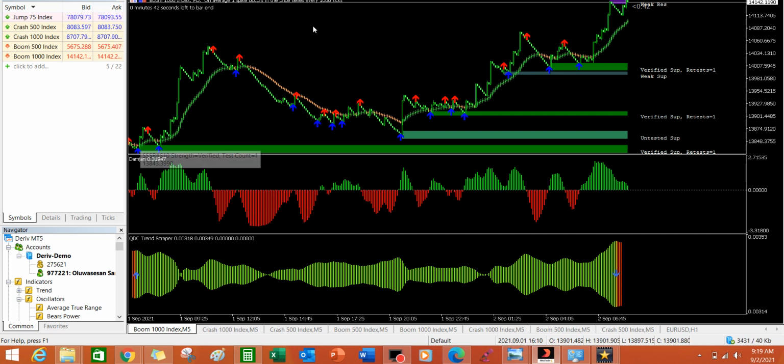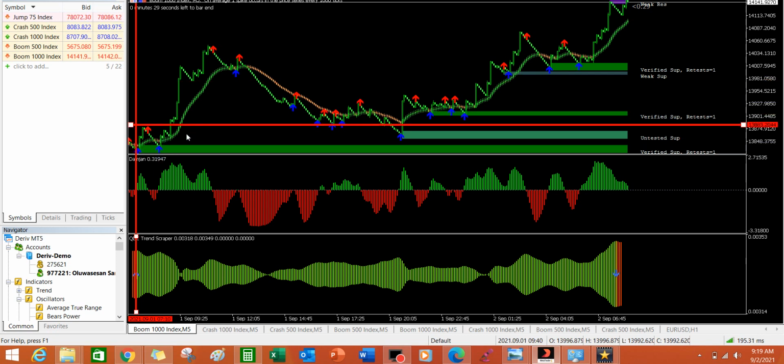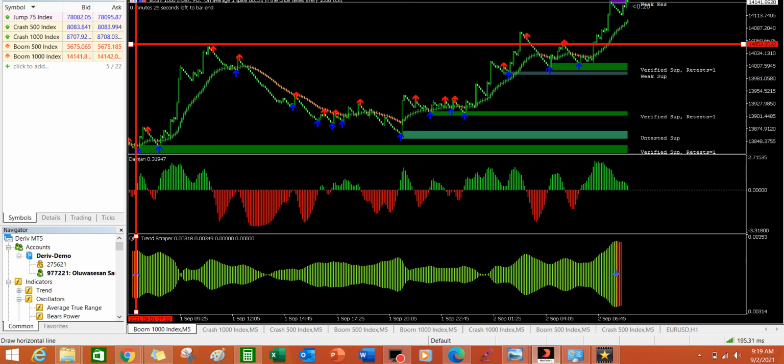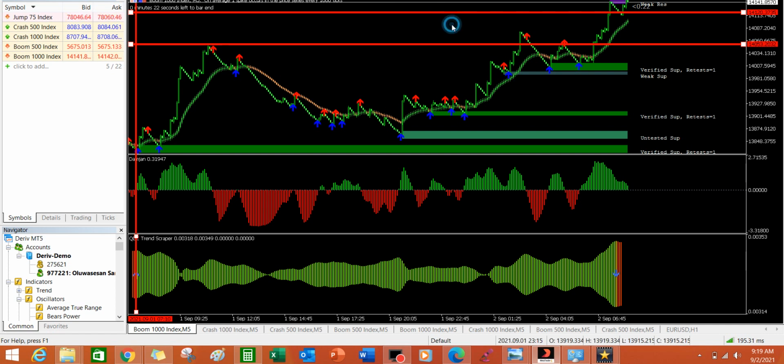And so this is it. You can see that this trend started from here, from this support zone. So you can come in here and place your first order to trade. Okay, let's quickly bring out the three horizontal lines again.